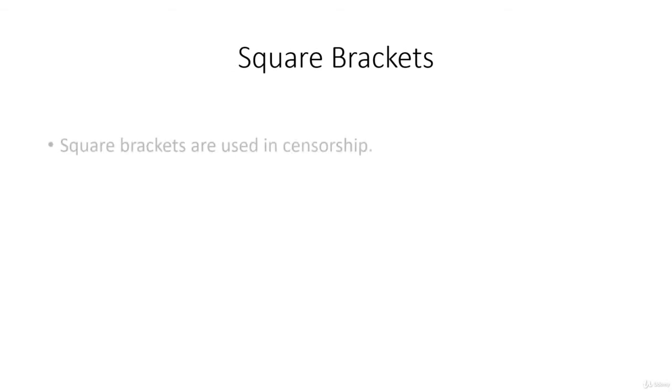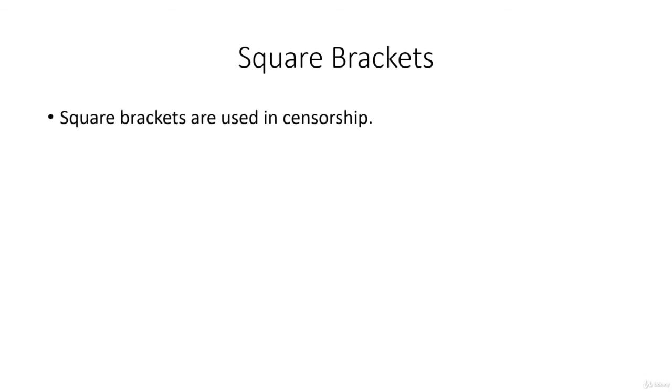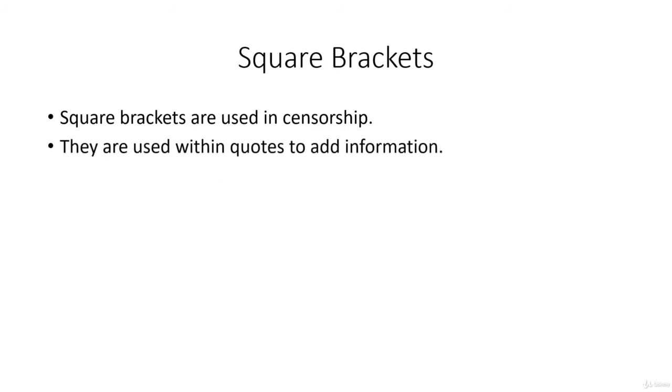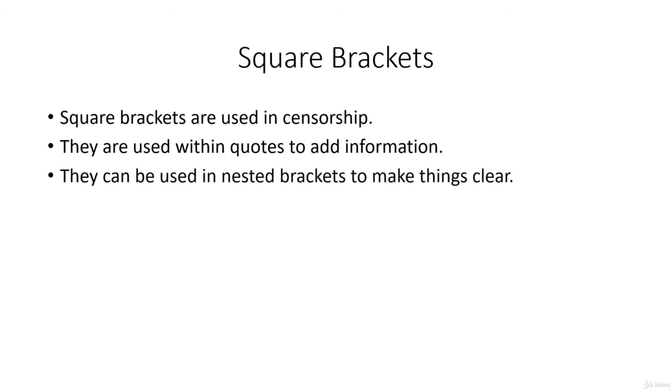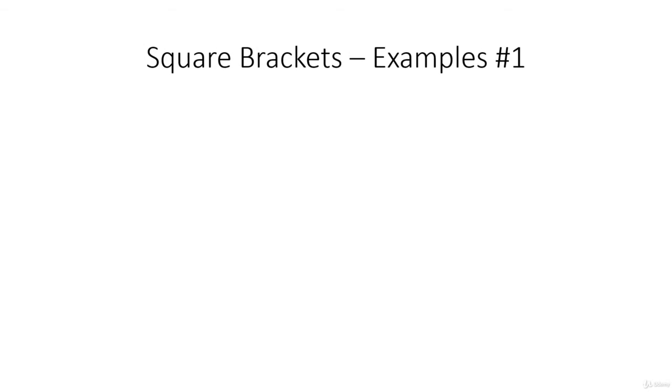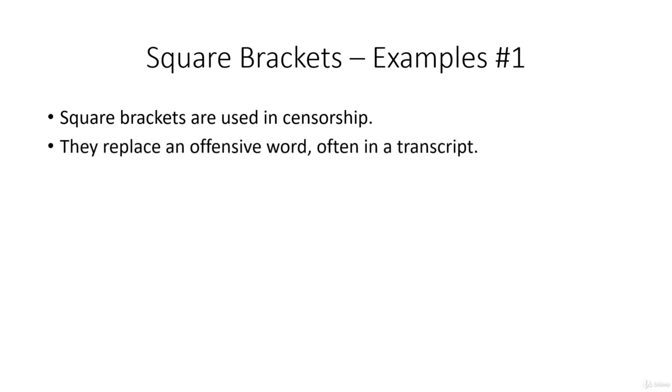Look at square brackets now. Square brackets are used in censorship. They're also used in quotes to add information, and can be used in nested brackets to make things clear which comments go where. And they have one very specific use, namely when writing [sic] when quoting someone. So here's how we use square brackets in censorship. They replace an offensive word, usually in a transcript.